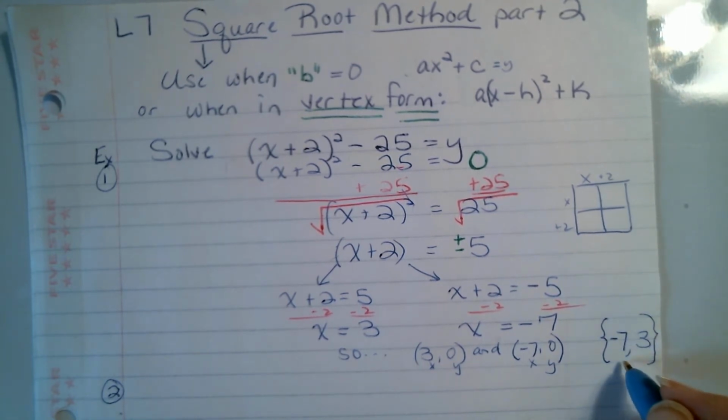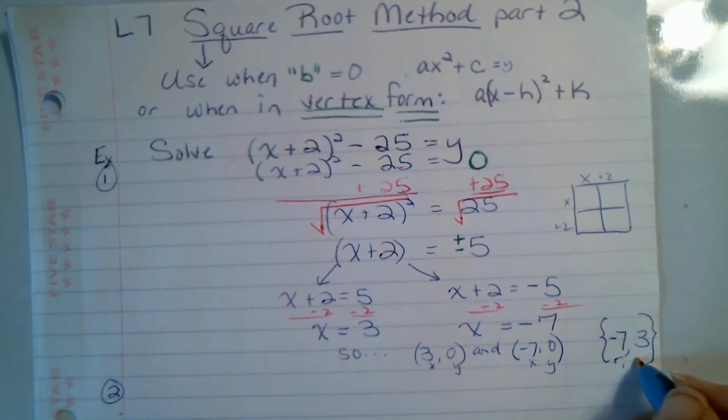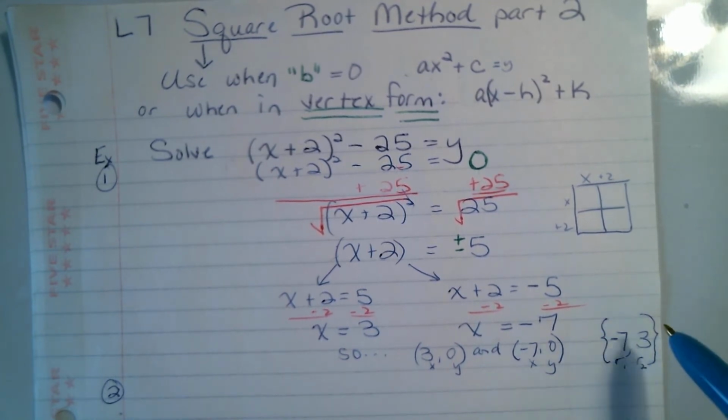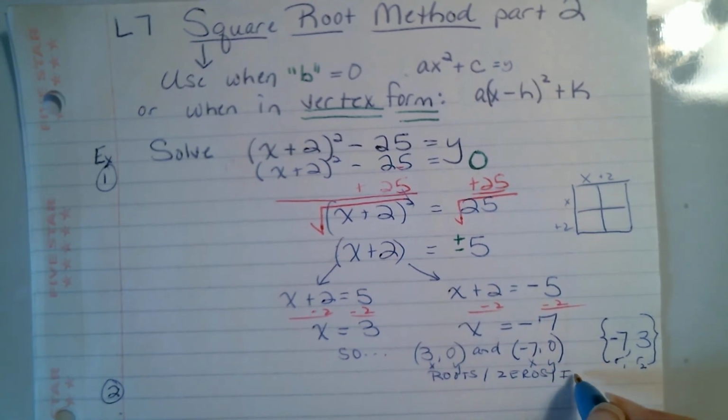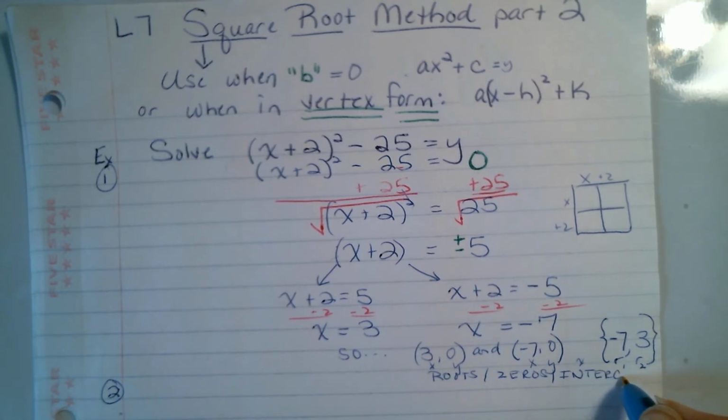Okay, so these are just the roots, root 1, root 2. Where is it crossing the x-axis, right? So roots or zeros, intercepts, all kind of refer to the same thing, x-intercepts, I should say. Okay? Okay.